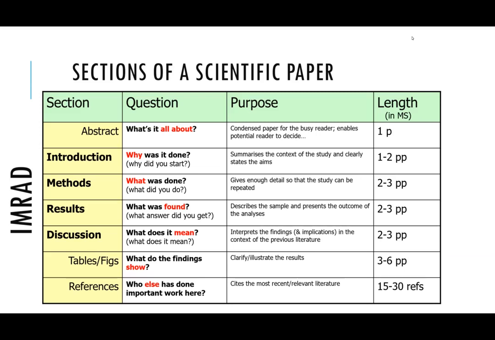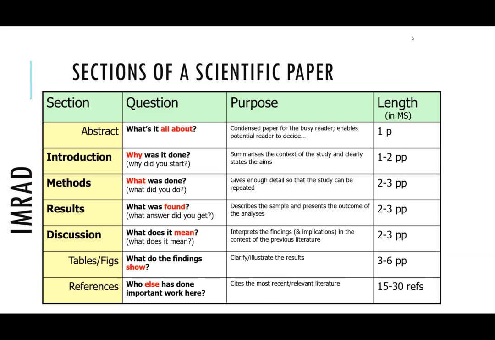The discussion is where you put the findings in context and interpret those. So it answers the question, what does it mean? What do your findings mean in the context of the existing knowledge and the existing literature, the existing understanding of the phenomenon that you have explored in your research study? Each of the methods, results, and discussion sections is generally 2 to 3 pages in the manuscript.